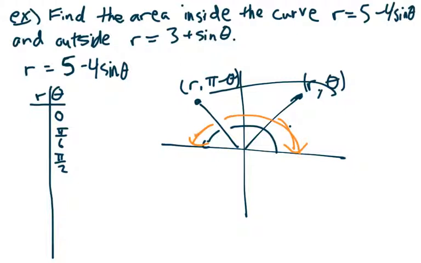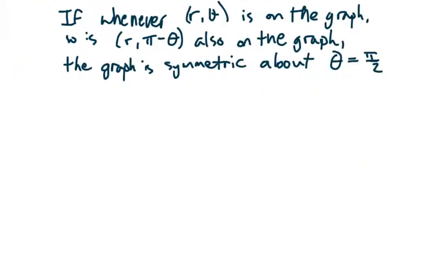So this plus this should add up to pi. Pi altogether, and theta here is going to have to be pi minus theta. So let's show that for this guy. r equals 5 minus 4 sine theta.